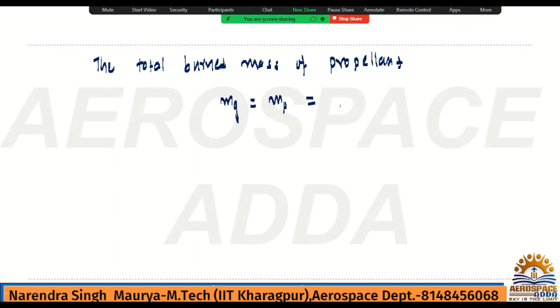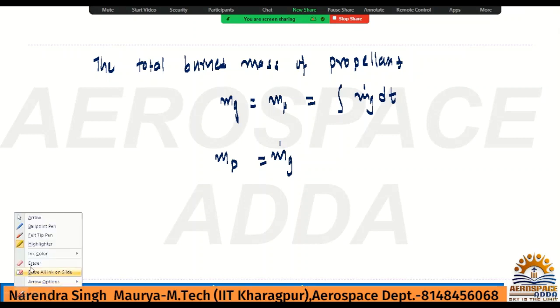It's your choice, and you need to integrate this value m dot g up to what time it is burned. For that time period you just integrate. Suppose it is burned for 40 seconds, or 40 minutes. Then you will get that amount of the burned propellant, mg. Not dot, sorry, just correct this: it is the amount of mass in kg.